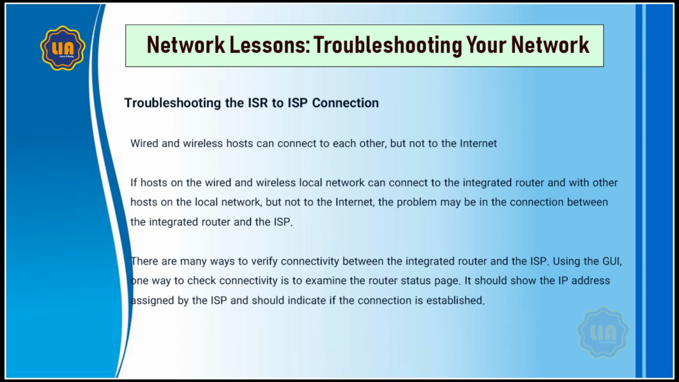Troubleshooting the ISR to ISP connection. Wired and wireless hosts can connect to each other, but not to the Internet. If hosts on the wired and wireless local network can connect to the integrated router and with other hosts on the local network, but not to the Internet, the problem may be in the connection between the integrated router and the ISP. There are many ways to verify connectivity between the integrated router and the ISP.